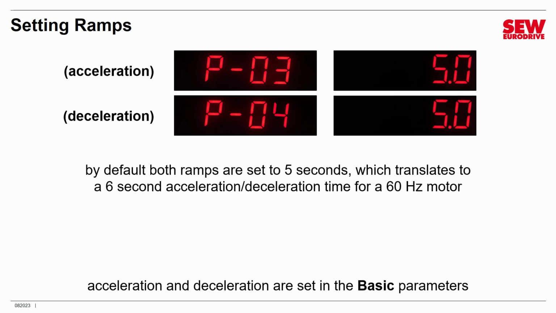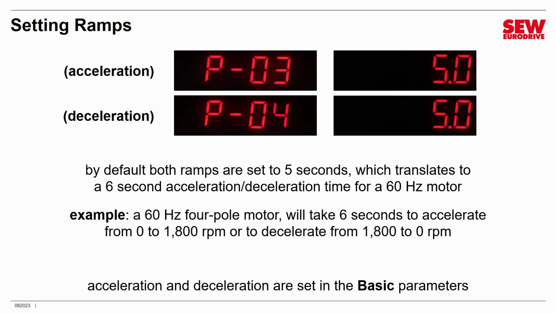Now, by default, these will be set to 5 seconds if you factory default the VFD. That translates to a 5-second acceleration on a 50 Hz motor going from 0 to 50 Hz. But in North America, we tend to use 60 Hz motors, so if you put in a 5-second ramp in these two parameters, it will actually take 6 seconds to accelerate or decelerate a 60 Hz motor, because obviously we've got to go through an extra 10 Hz. If we calculate this out and we assume it's a 4-pole motor, a 60 Hz motor is going to take 6 seconds to accelerate from 0 to 1800 RPM or to decelerate from 1800 RPM to 0 RPM.